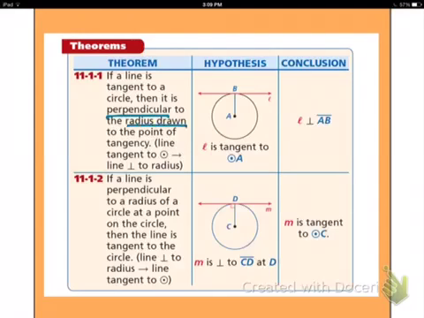Notice, here is my tangent line, here is my radius. I know they're perpendicular because they form a right angle, and this is my conclusion. My tangent line is perpendicular to my radius.